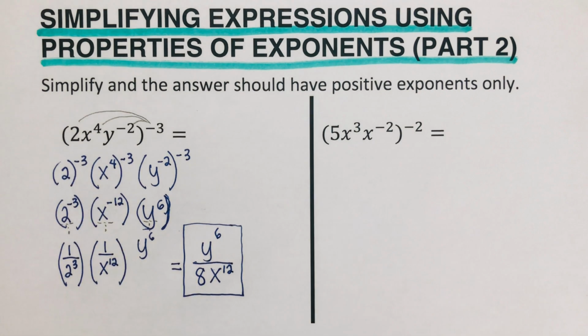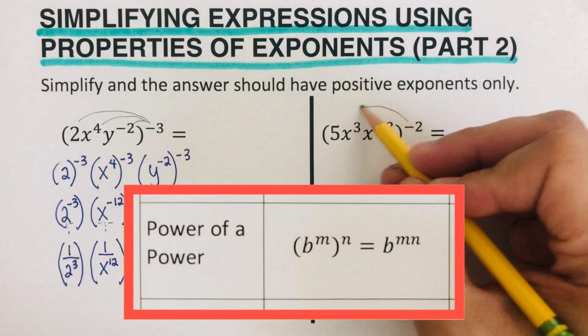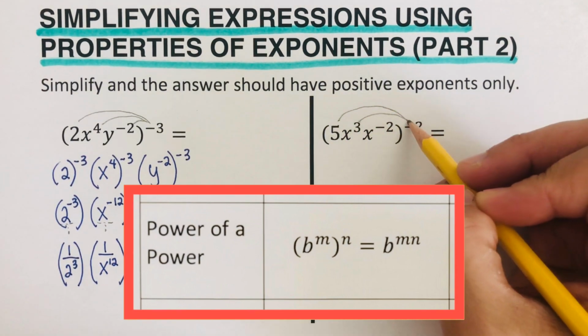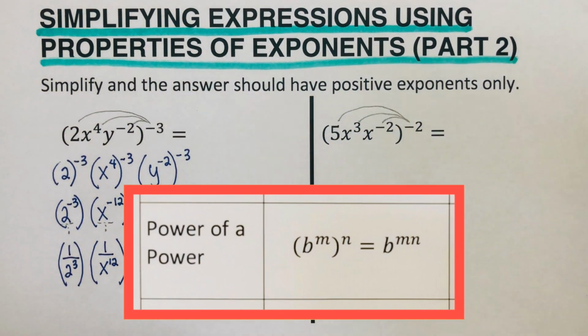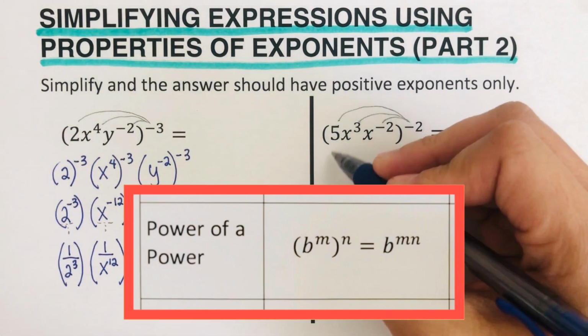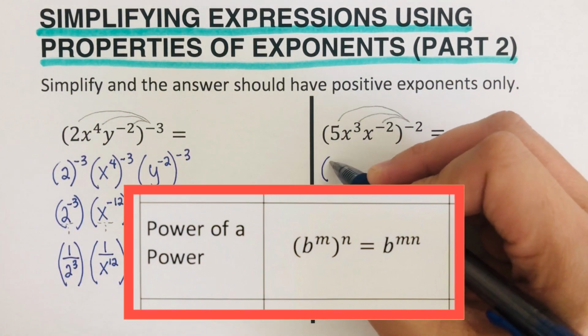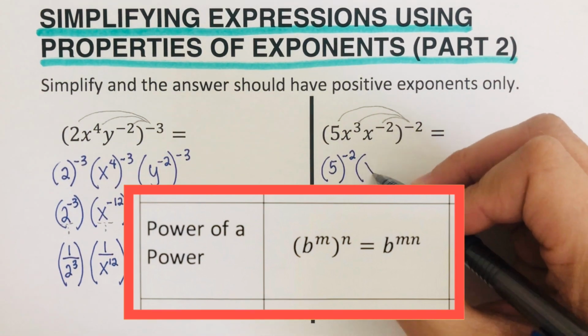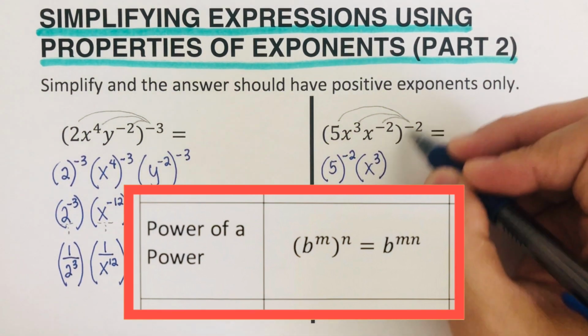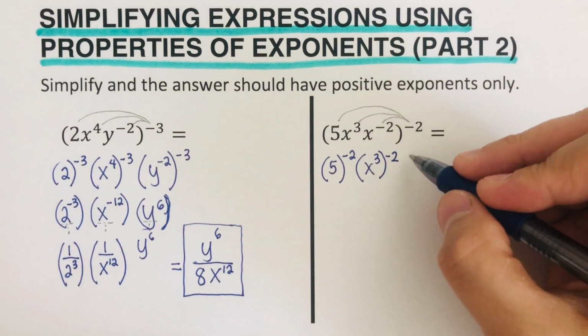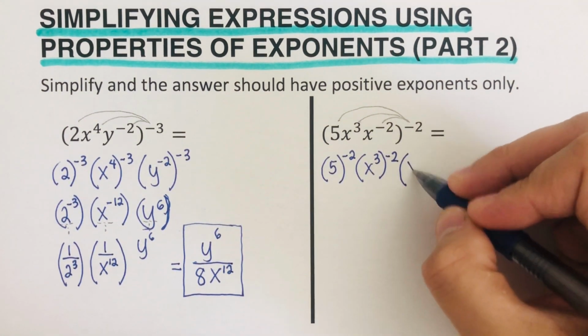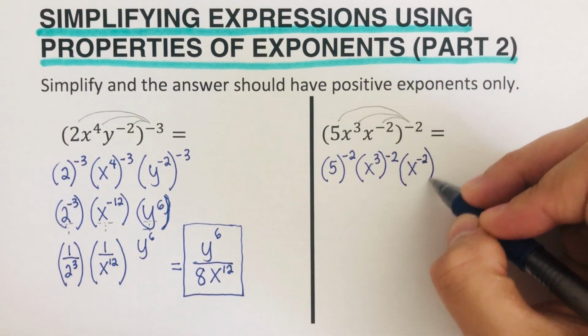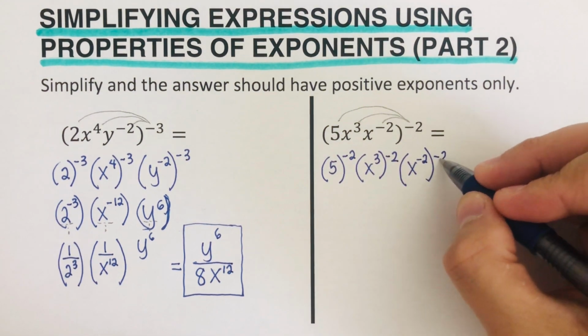Okay, so we go over the problem here. Again, we use both the power of a power property and the property of negatives. Remember that this -2 is for all of the numbers that are inside the parentheses. So that means the 5 is inside the parentheses, and that is raised to the power -2. The x to the third is inside the parentheses, and that is raised to the power -2. And then the x to the -2 is inside the parentheses, and that is raised to the power -2.